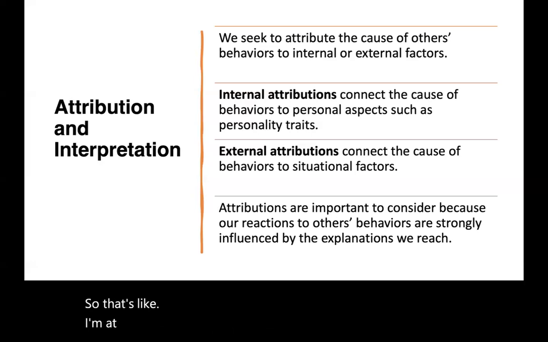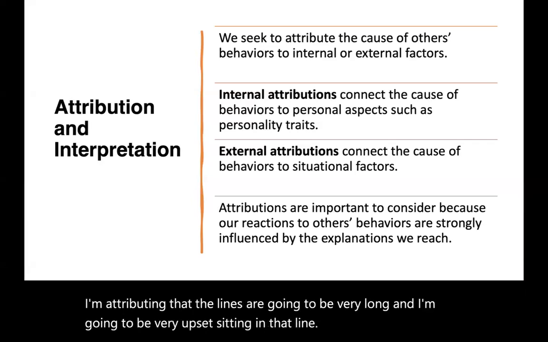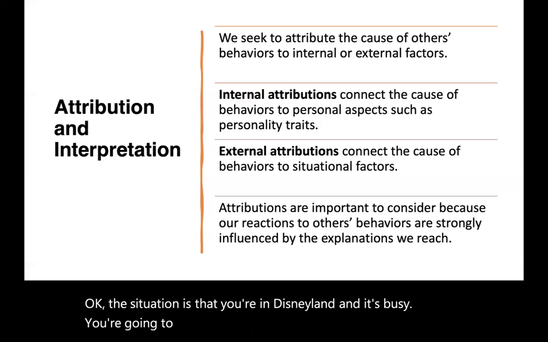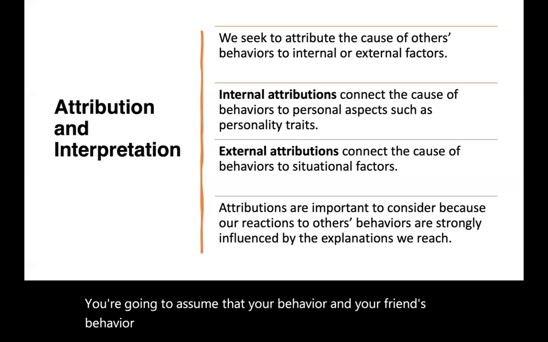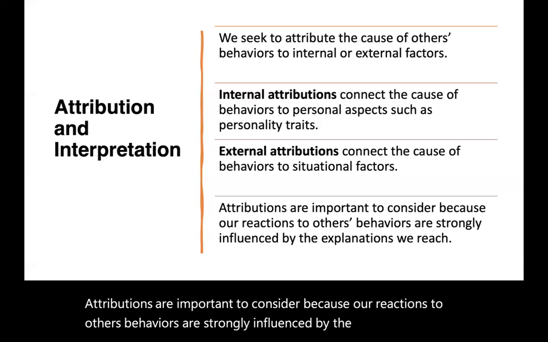I'm at Disneyland. I'm expecting the lines to be very long. I'm attributing that the lines are going to be very long and I'm going to be very upset sitting in that line. Okay? The situation is that you're in Disneyland and it's busy. You're going to assume that your behavior and your friend's behavior is going to be different because of that external factor. Now, attributions are important to consider because our reactions to others' behaviors are strongly influenced by the explanations that we reach.